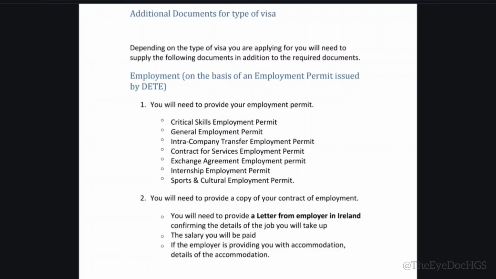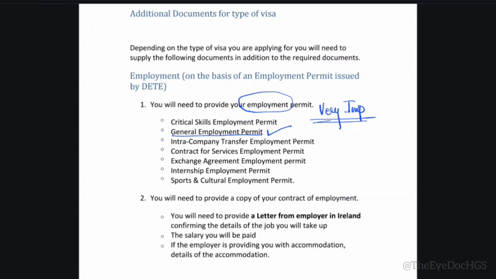Now the additional documents for an employment visa are the following. You need an employment permit for it and choose the employment type. You need this document before applying for the employment visa. So it is very important.